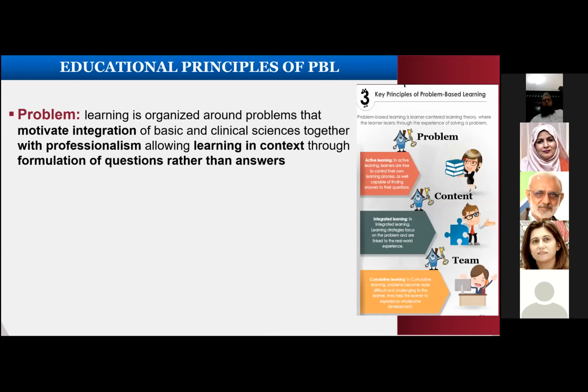The educational principles of PBL are three in number. The first is that a problem takes center stage in the PBL session, organized around problems that motivate integration. A very, very important component is that there should be integration of the basic and the clinical sciences. There was a time when the PBLs were conducted only for a single subject. There were physiology PBLs and there were biochemistry PBLs. They were not real PBLs.